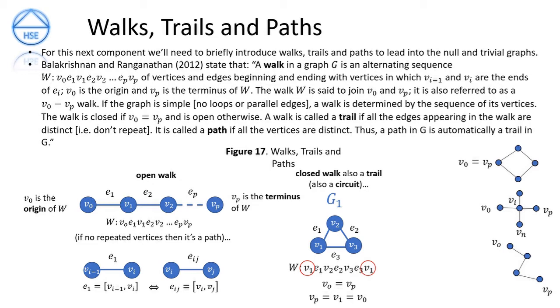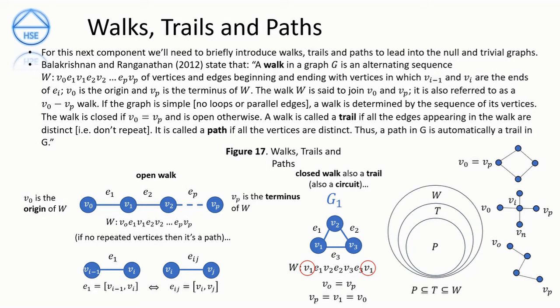A walk is called a trail if all the edges appearing in the walk are distinct. That is, they don't repeat. So you cover each edge once and only once, thus the Königsberg problem rules. An example of a trail is the diamond-shaped graph in the right of the slide where V0 equals VP. If we crossed each edge moving either clockwise or anti-clockwise, then we would cover each edge once and only once.